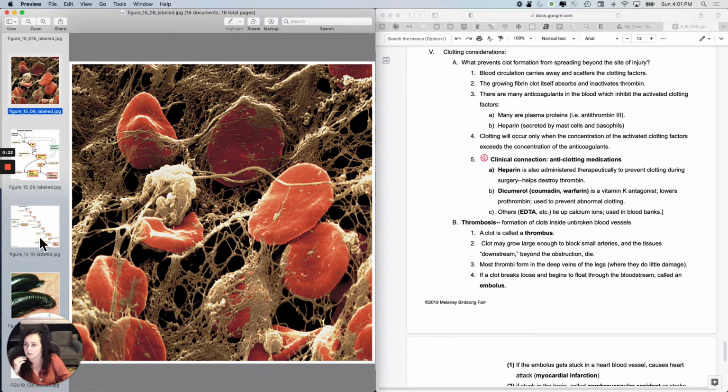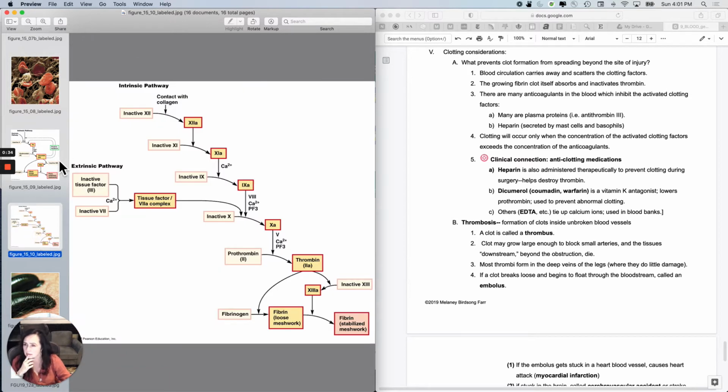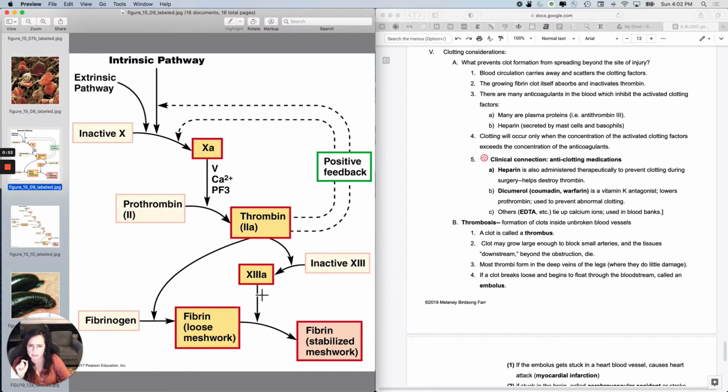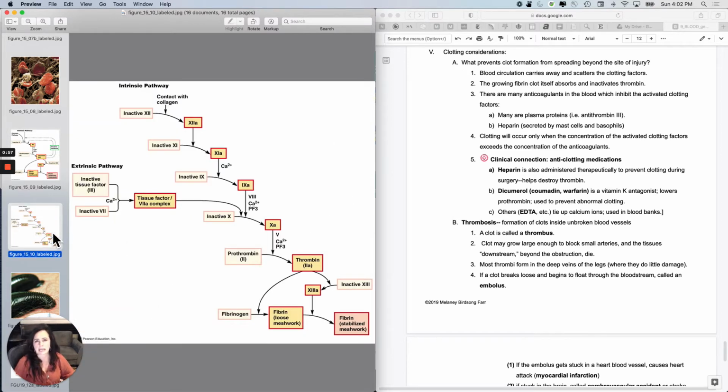And the other thing is that fibrin, the clot itself, actually absorbs and inactivates thrombin. So there's a little negative feedback once you get enough of the fibrin. So it absorbs and inactivates thrombin. As you build up a whole bunch of fibrin, it's going to go, oh, the clot is here, and it's going to inactivate this guy right here, which is thrombin.